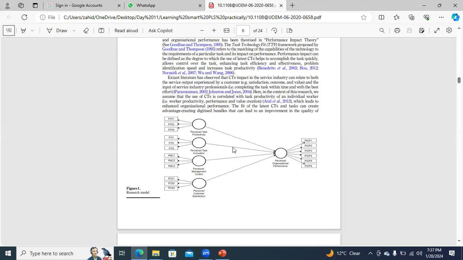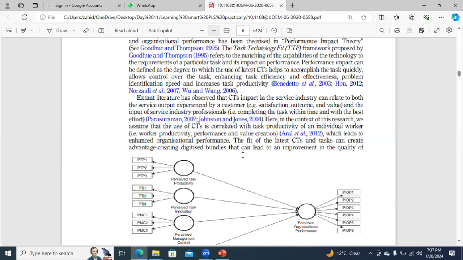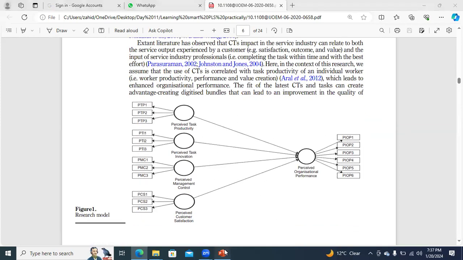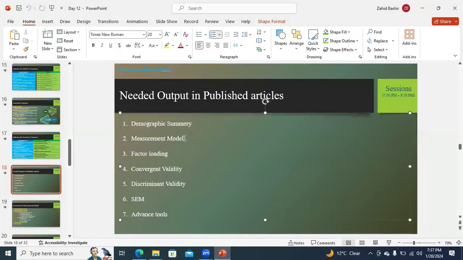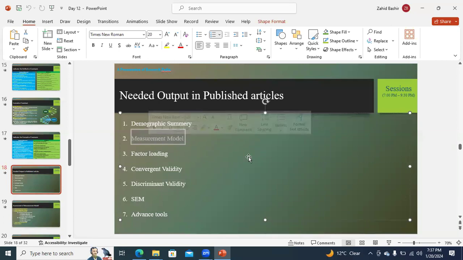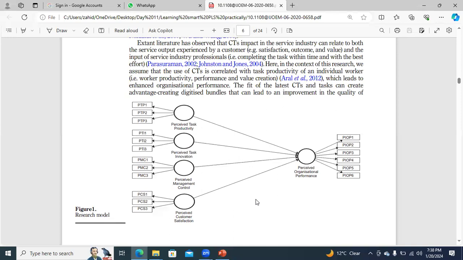And this is what I was discussing with you. This is the research model or measurement model, but they didn't indicate their loading values over here. This is basically the measurement model. I have let you know that the first thing you need to consider in using Smart PLS 4 is to create a measurement model. So in this paper they have created it.